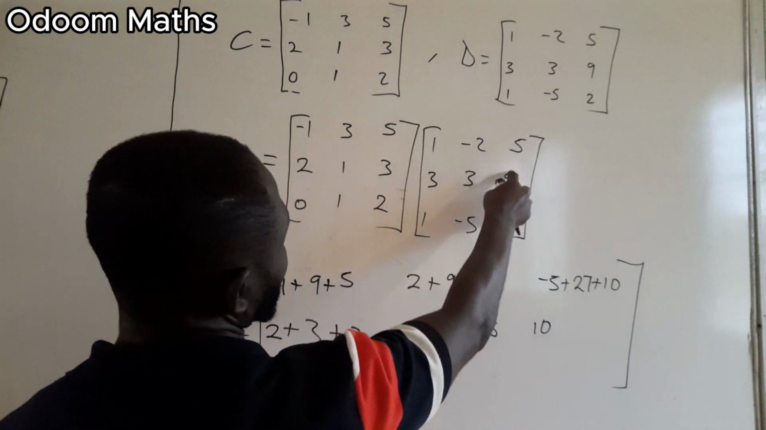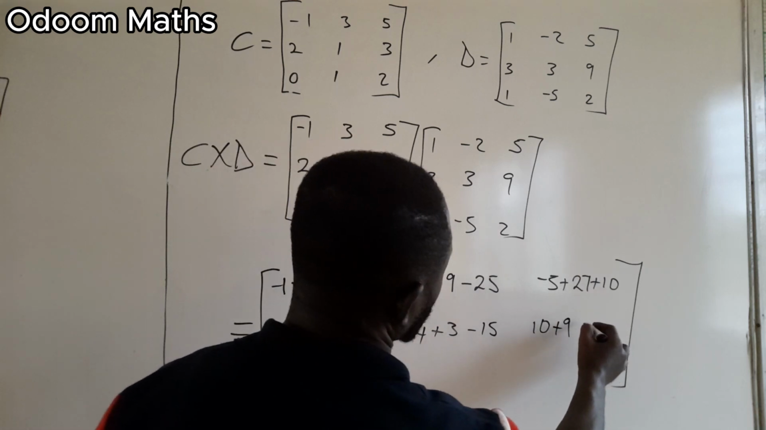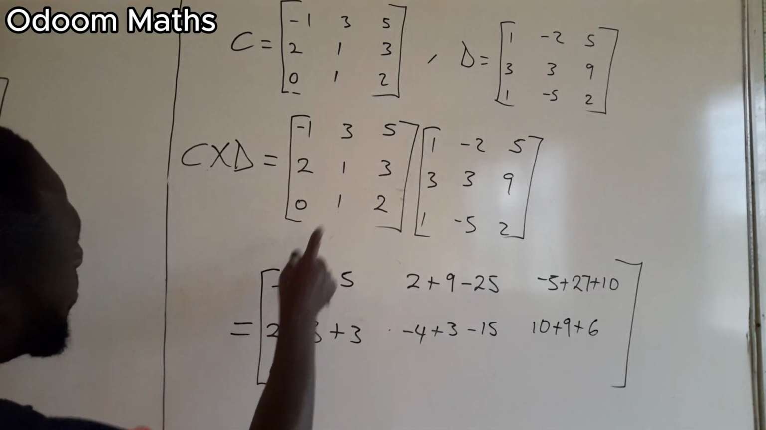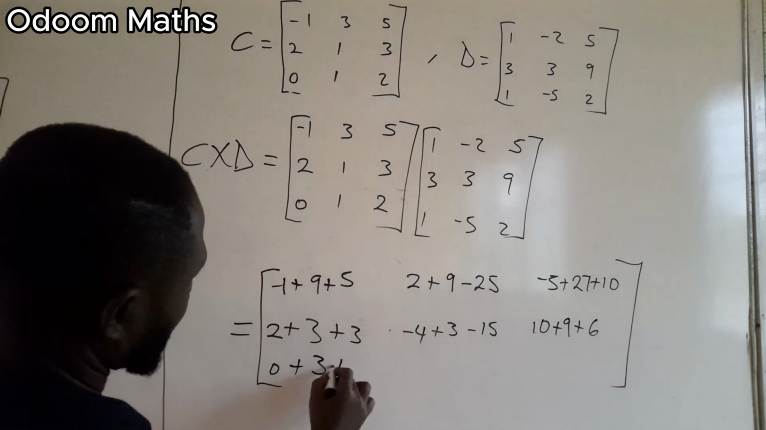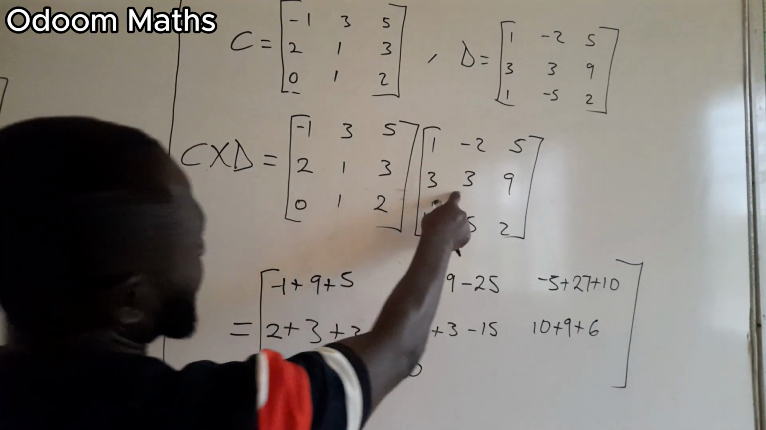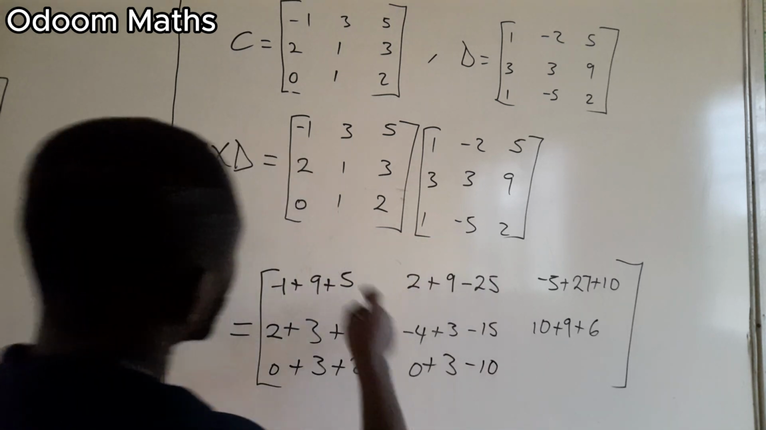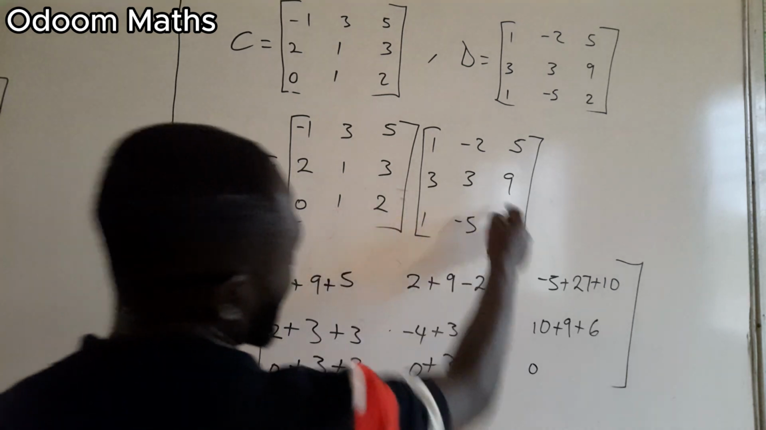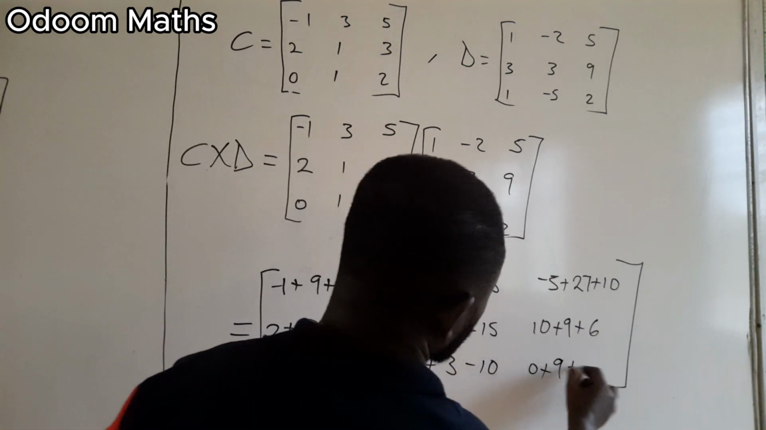1 times 9 is 9. Then 3 times 2 is 6. So 0 times 1 is 0. 1 times 3 is 3. 2 times 1 is 2. 0 times negative 2 is 0. 1 times 3 is 3, 2 times negative 5 is negative 10. Then 0 times 5 is 0, 1 times 9 is 9, and then 2 times 2 becomes 4.